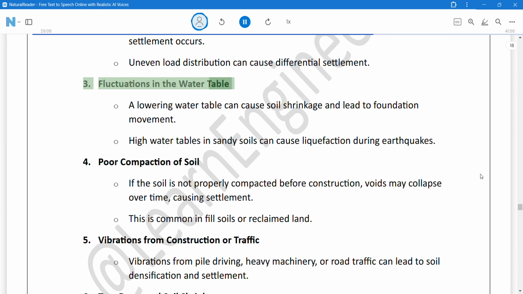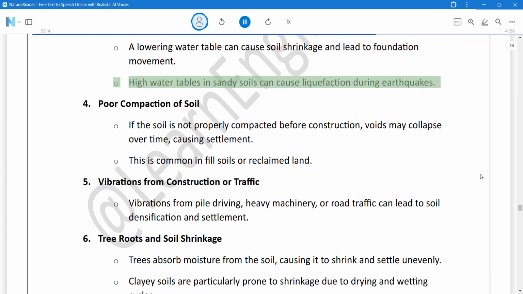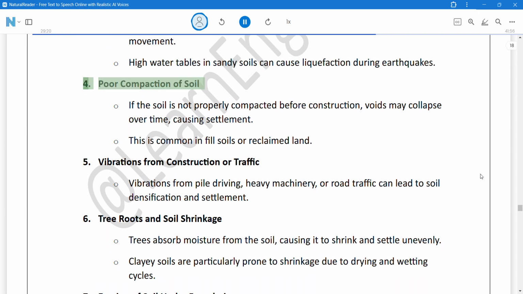3. Fluctuations in the water table. A lowering water table can cause soil shrinkage and lead to foundation movement. High water tables in sandy soils can cause liquefaction during earthquakes.